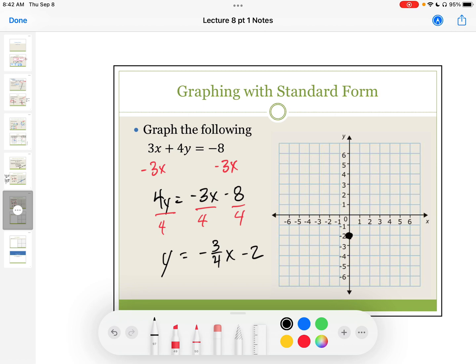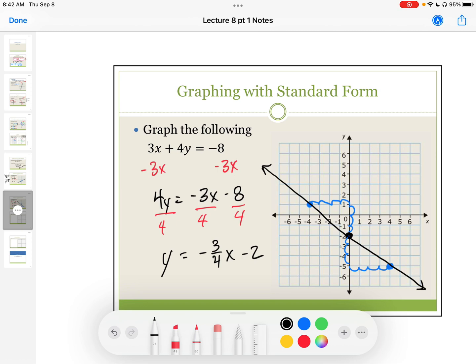Y-intercept is at negative 2. I can go down 3 and to the right 4 to find a point. I could also go up 3 and to the left 4. So I've got my points there. Honestly, I can't really add any more to this graph. Draw my line all the way through it.